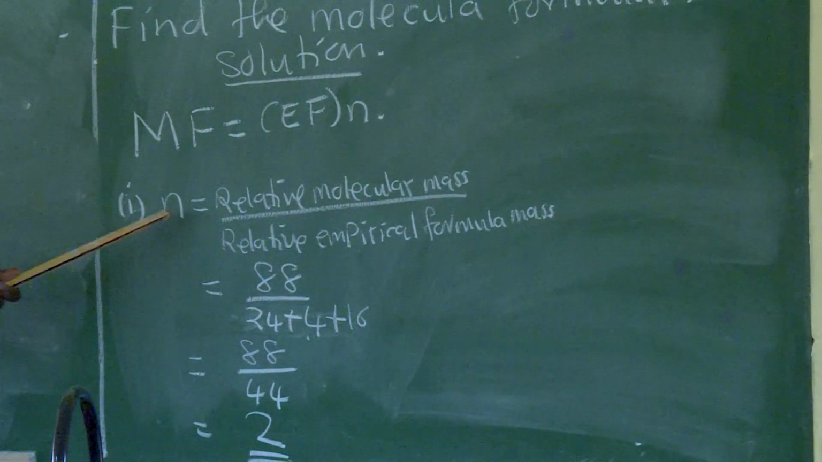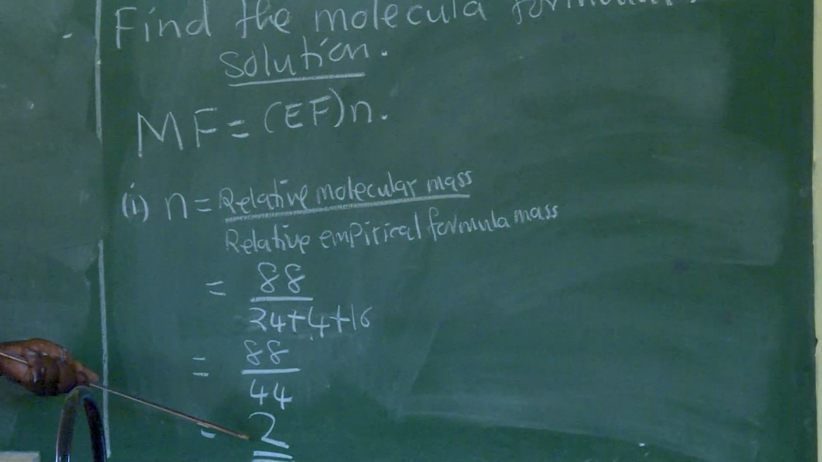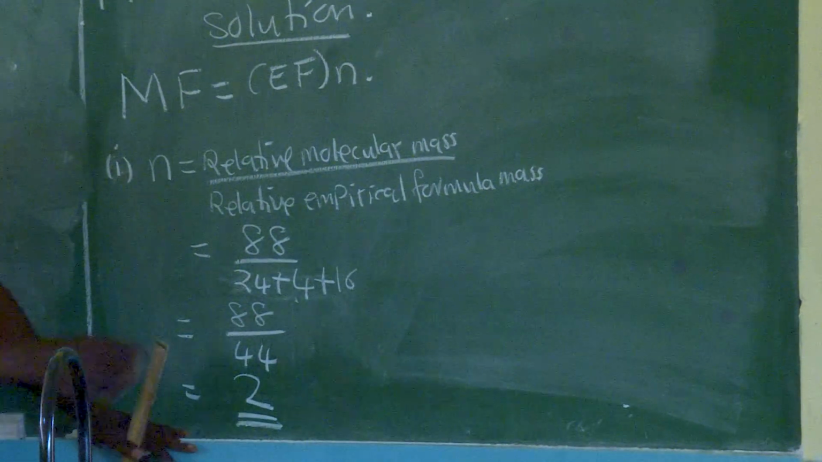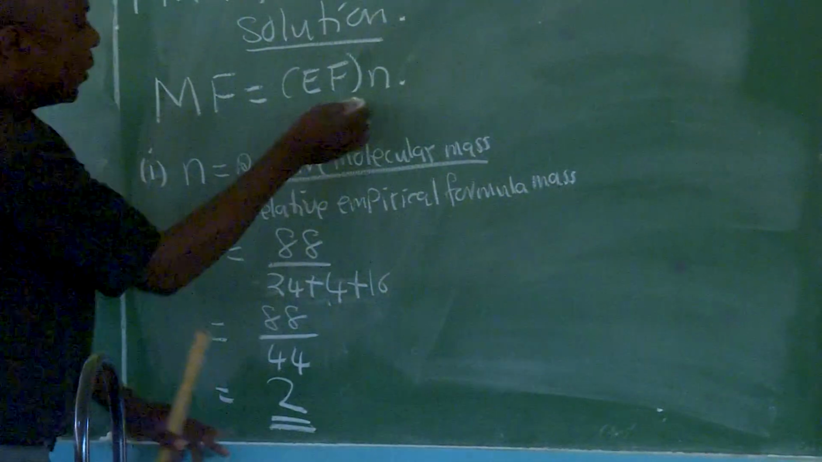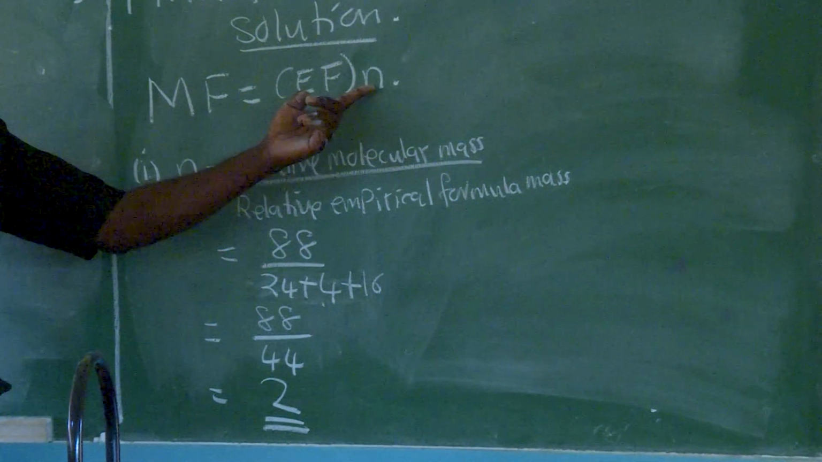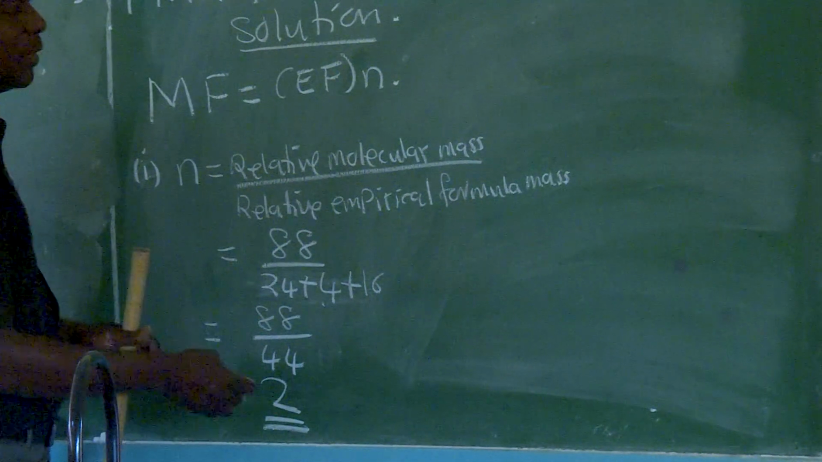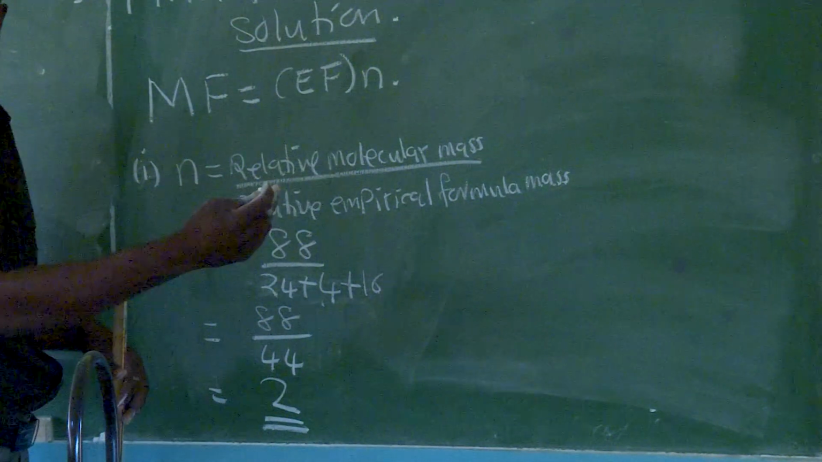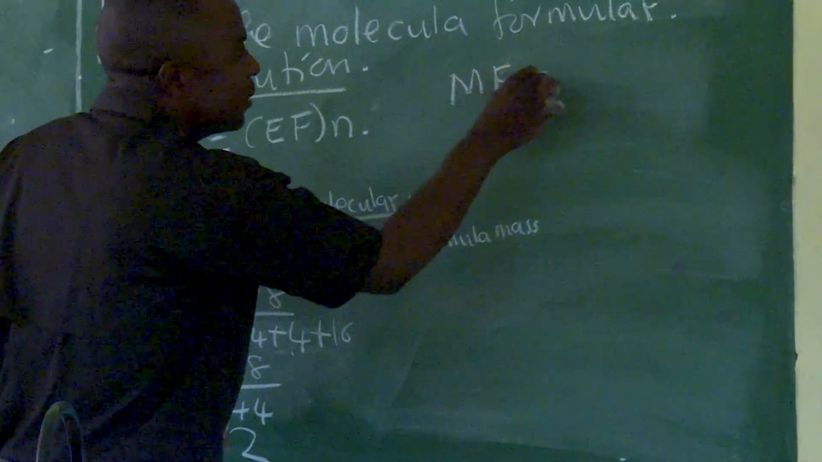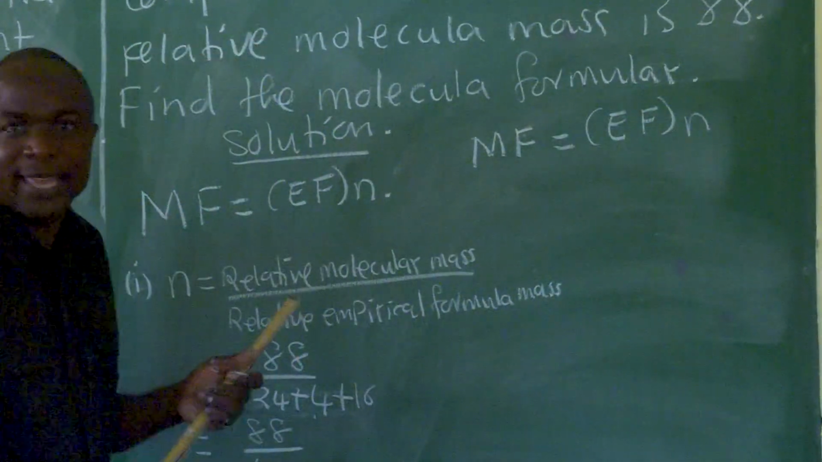This is our multiple whole number n. We have found it to be 2. Are we clear, girls? Yes. Now we know this formula: molecular formula is equal to empirical formula multiplied by the multiple whole number n. The multiple whole number n we have found, so it's just a matter of fixing it in the formula.